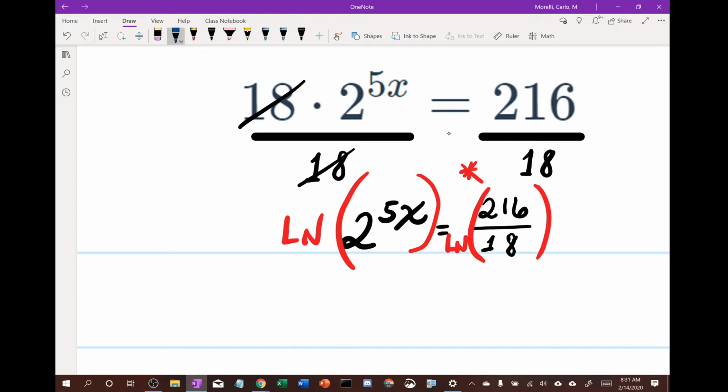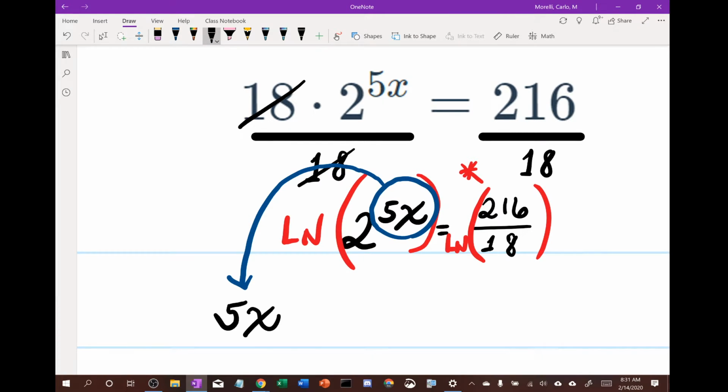So now, the effect of taking the natural log of 2 to the 5x is what we wanted. It's going to take the exponent, and it's going to bring it down, and it's going to be all by itself outside, okay? And it's going to be multiplied by the natural log of 2.